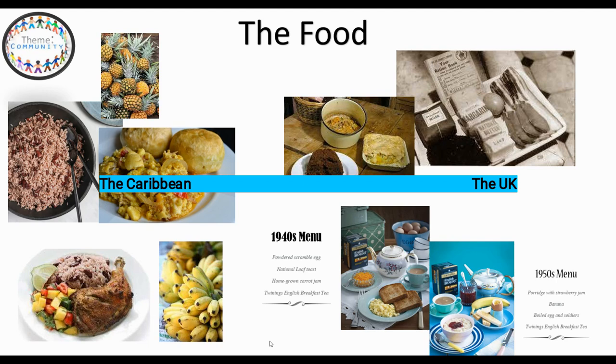And then on the right-hand side, some of the foods that were available around the 40s and 50s in the UK, remembering still that rationing was in place. You can see the difference in the vibrancy of some of those dishes and how bright they are. Although we do begin to see bananas making a bit more of an appearance in the 1950s UK menu.